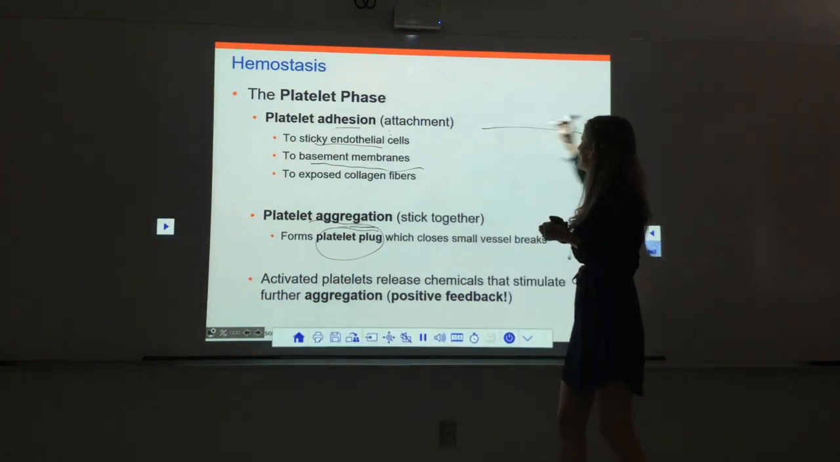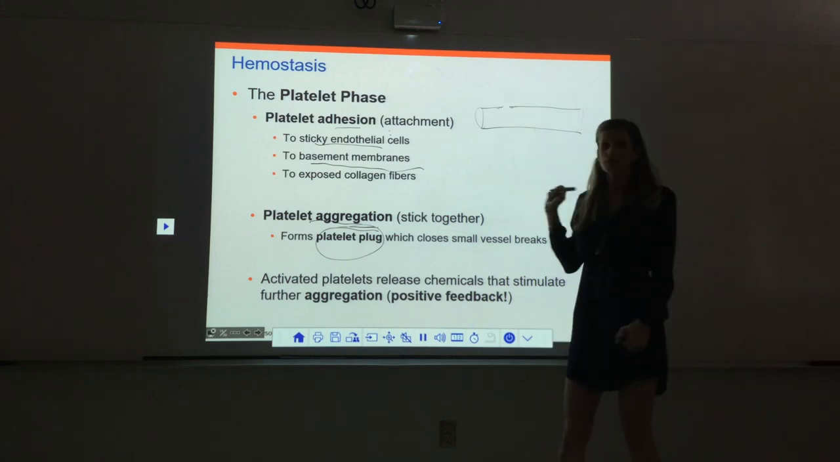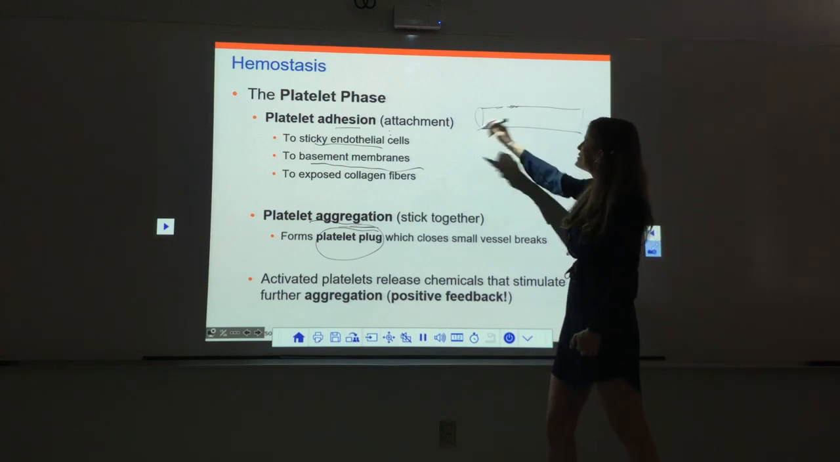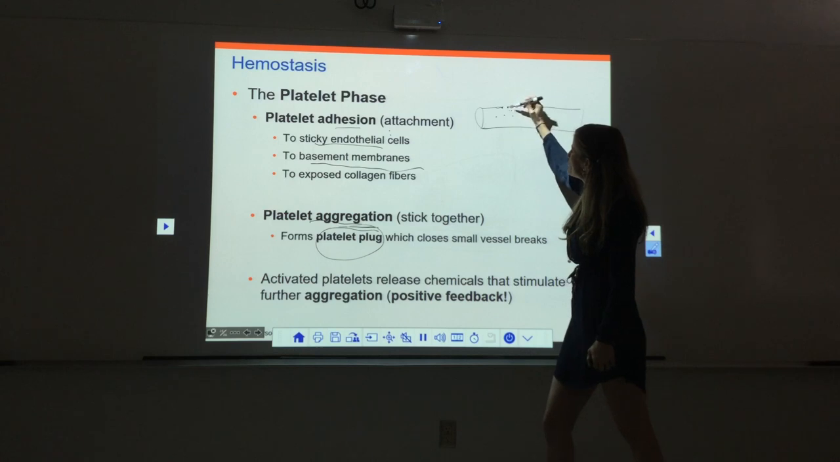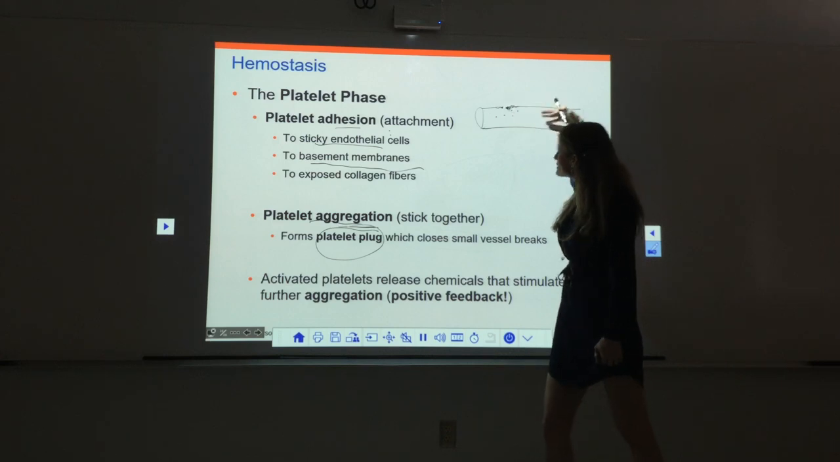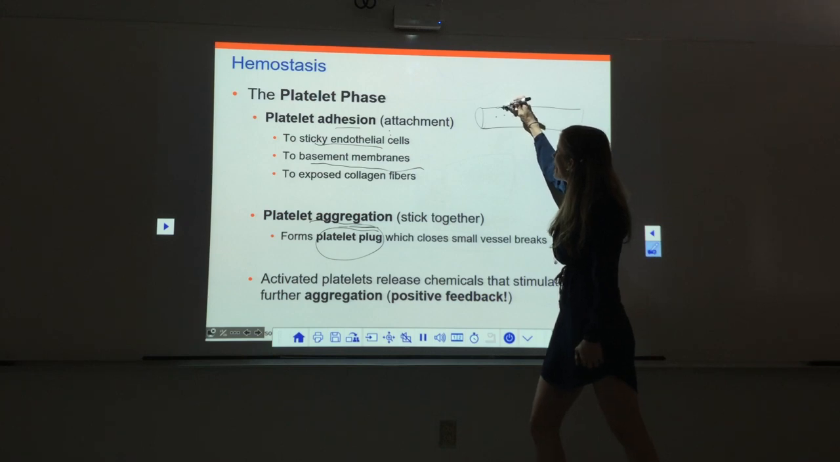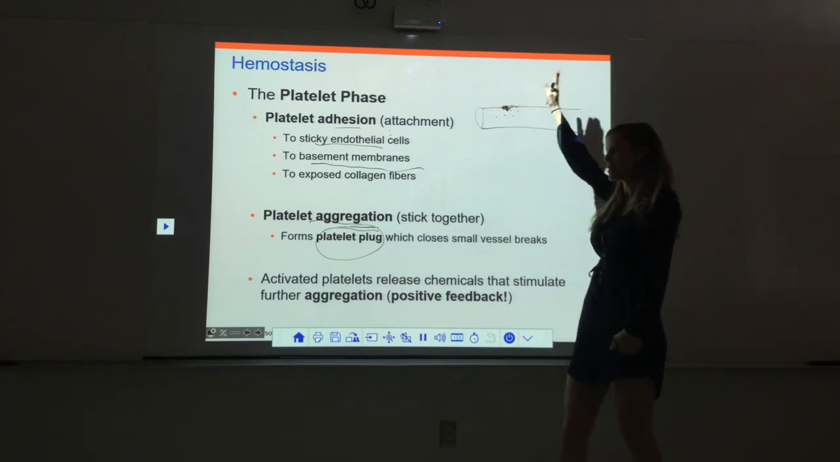So if I have a blood vessel here, and I have a tear in it right there, all of this starts to get sticky during the vascular phase, right? The vascular phase makes these endothelial cells sticky. Then during the platelet phase, the platelets are floating around, they get activated, and then first they attach to these sticky endothelial cells, and then they start to aggregate. So they'll stick to each other, right? All the platelets that float by will start to stick to each other like this. And eventually you get a big enough mass of platelets that you might be able to temporarily plug up that break in the vessel so that the blood stops leaking out.